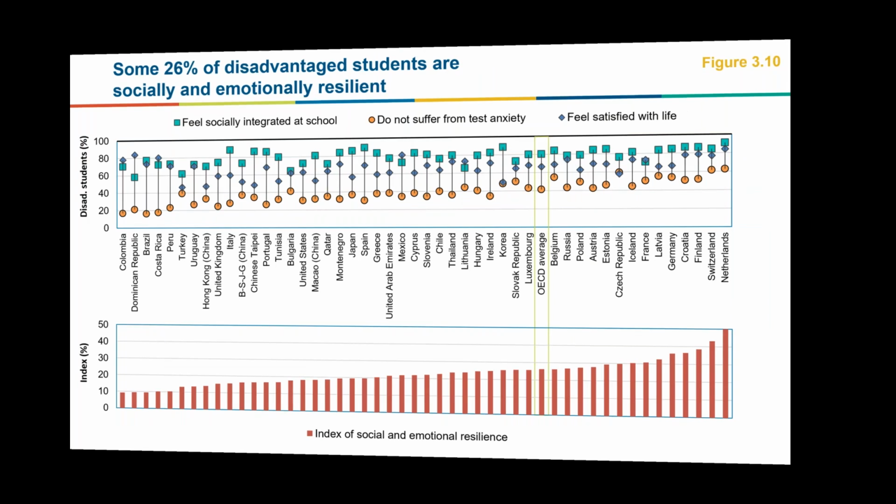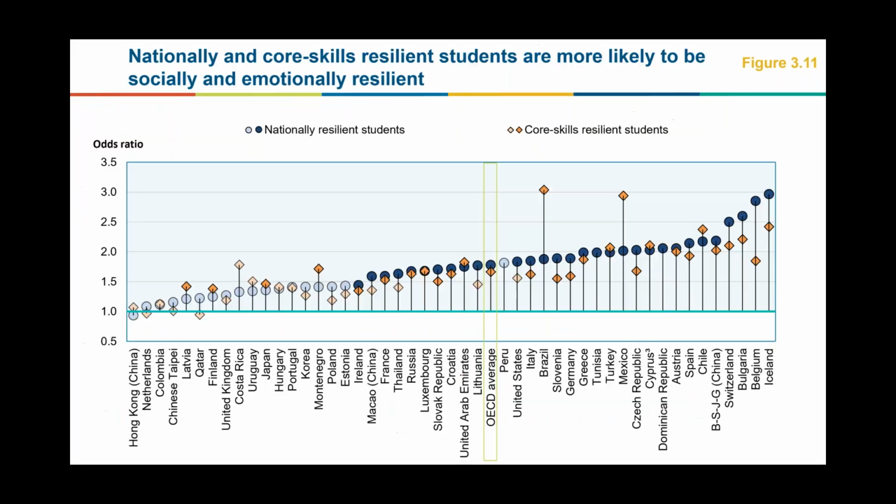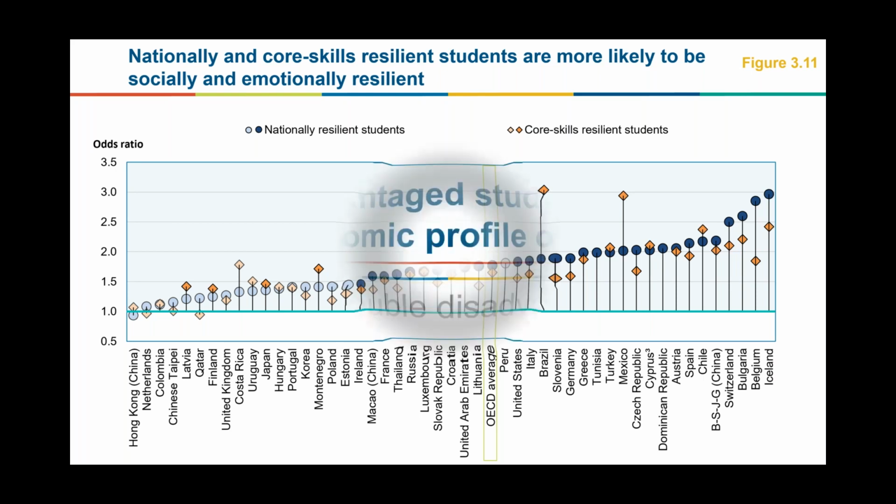What we also know is that academically resilient students are more likely to also be socially and emotionally resilient. It's not true in all countries. On the left side, you can see some countries where that relationship is not pronounced, but on the right side, you see that being academically resilient makes you more likely to also be socially and emotionally resilient, or vice versa. That relationship goes, of course, in both ways.